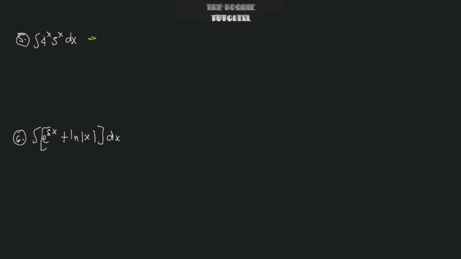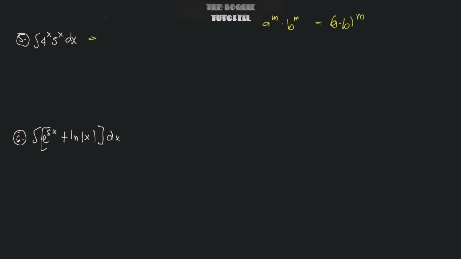We are going to integrate 4 raised to x multiplied by 5 raised to x, dx. Some of the students find this quite difficult, but if you remember the law of indices in algebra 1, whenever we have an integer a raised to some exponent m multiplied by another integer b raised to the same exponent m, that's just equal to a multiplied by b and then raised to m.